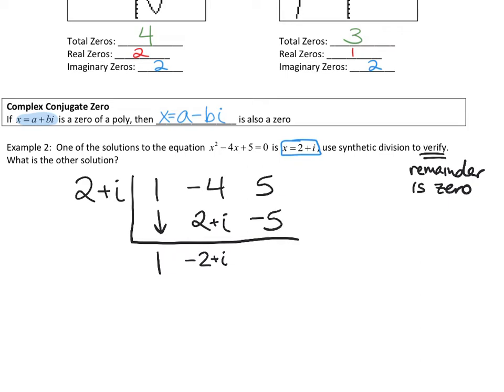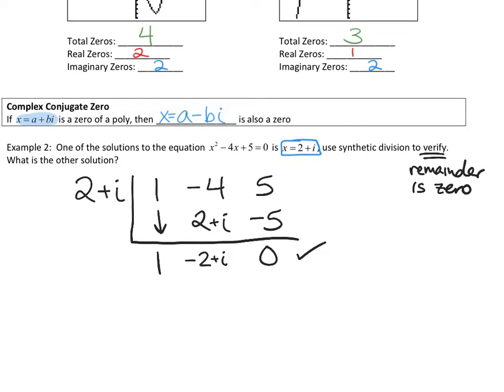Negative 5. If we had done this by hand, which if you ever look at the online version of these notes, I did it by hand on there just to show you and prove it to you that it works. We would get negative 5. And 5 plus negative 5 is 0. We have verified that that actually is a solution.